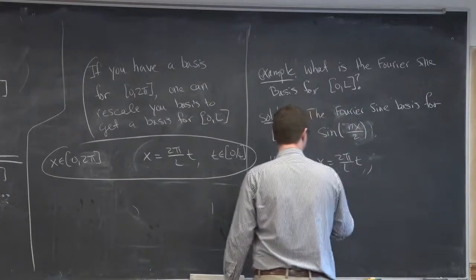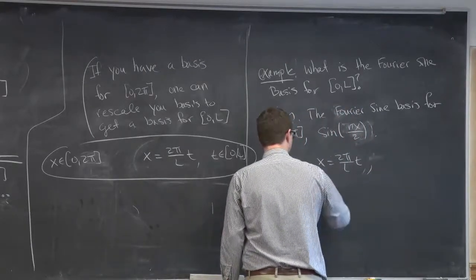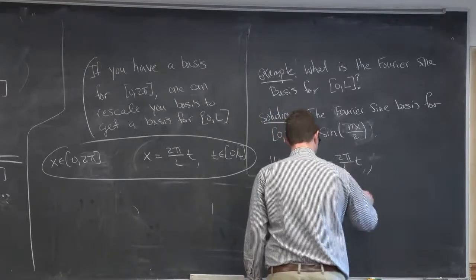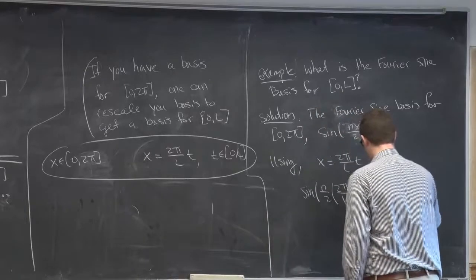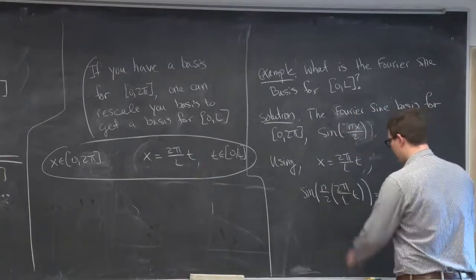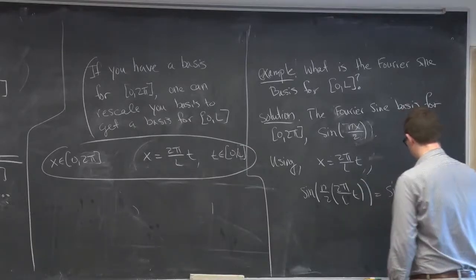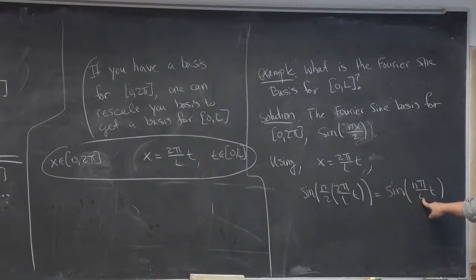Okay, what do we get? So we get that sine, so n over 2, 2 pi over L, t. So this is our new basis. So we have these 2's cancel, so n pi over L t. Okay? And notice that when L is equal to 1, it agrees with our original thing, right?